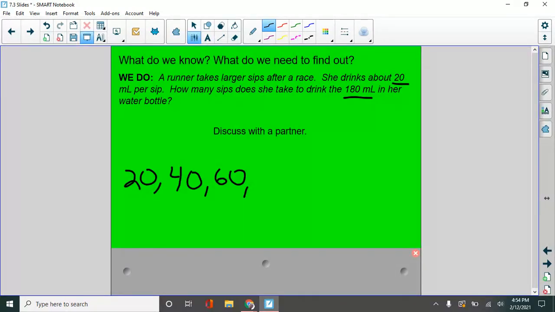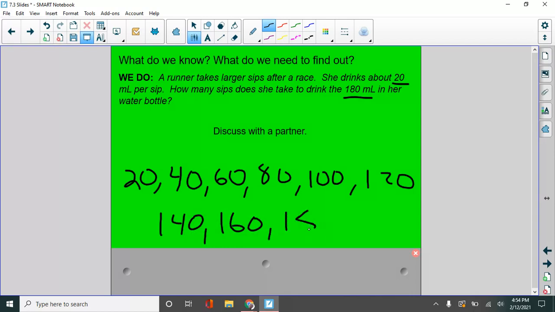80. And I'm trying to get up to 180. 100, 120, 140, 160, 180. Let's see how many sips it was. 1, 2, 3, 4, 5, 6, 7, 8, 9. 9 sips. Okay, in a sentence, what's her name?